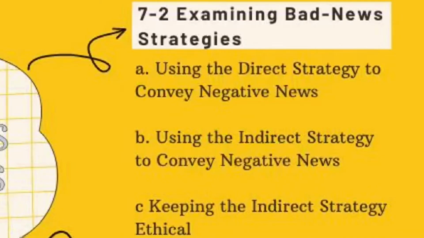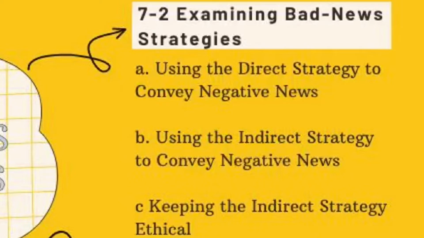The second part is examining bad news strategies. Unfavorable news in business doesn't always fall into neat categories. To successfully convey bad news, writers must carefully consider the audience, purpose, and context. This part is divided into 3 points.